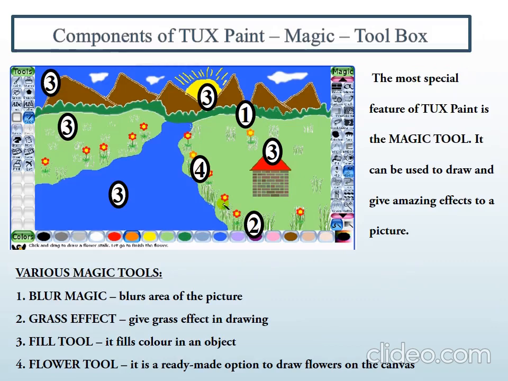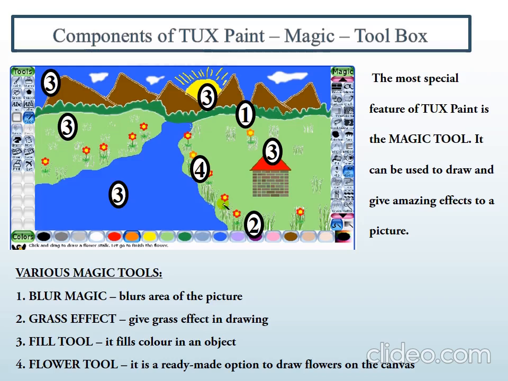Like magic, right? So now what type of magic are we going to learn in this Tux Paint? In the toolbox, there is an option called magic. If you click onto it, on the right hand side, as I showed you earlier in my first video, there are various magic options. What are the types of options which are available? One of the most special features of Tux Paint is the magic tool. It can be used to draw and give amazing effects to your picture.